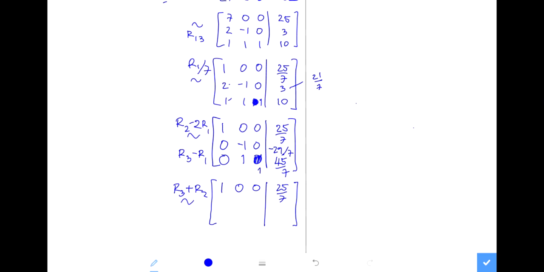Next row, I do not change anything, right? I have this 0, -1, 0, -29 divided by 7, and then the last one is going to be 0. Add them up, right? So this one, if I add up, I have 0, and then 1 plus 0 is 1, and this one, 45 minus 29 is 16. Okay, I have 16 over 7.